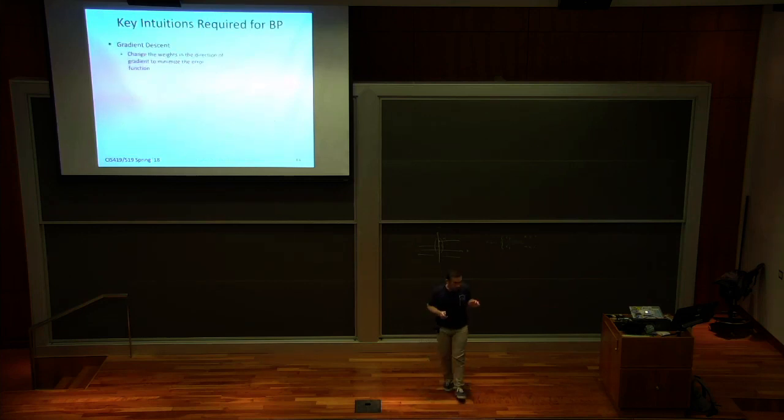So there are three key intuitions that you need in order to understand backpropagation. Even if you don't understand the rest of this lecture, try to understand this slide, and you will be able to explain backpropagation in plain English. Gradient descent, first thing. Basically, we are going to define an error function, as I showed earlier, and we are going to try to minimize that error function and find the optimal weights for our neural network.